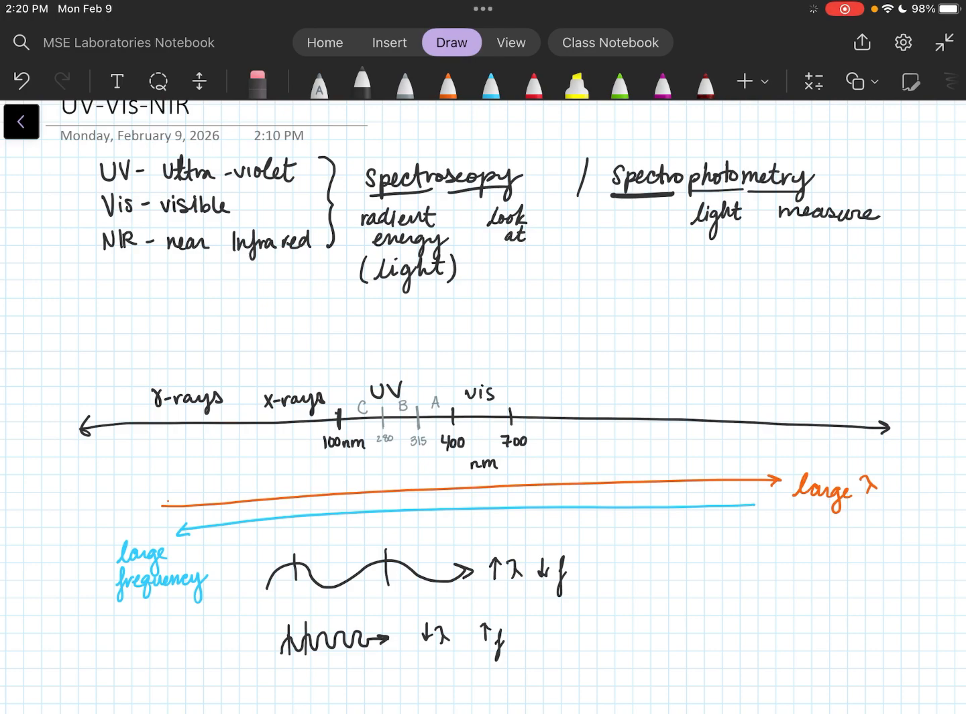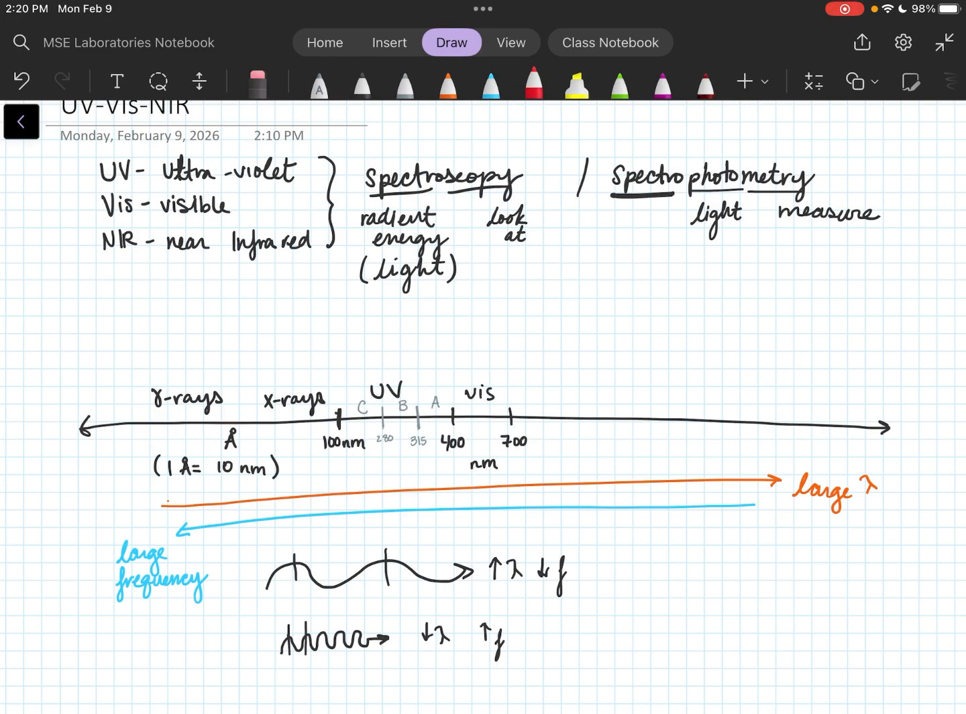For X-rays and gamma rays, instead of measuring in nanometers, we tend to measure in angstroms. And 1 angstrom equals 10 nanometers. It's a 1 unit, or a 1 decimal point change. So when we're talking about X-rays, we tend to measure in angstroms, and gamma rays are even smaller than X-rays.